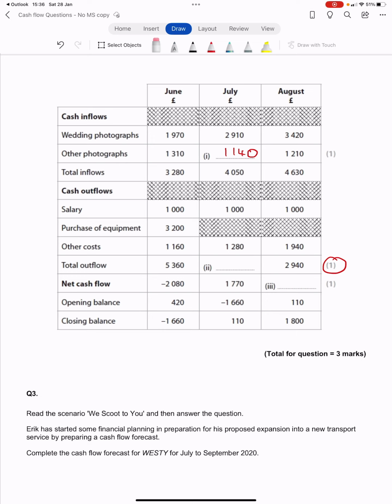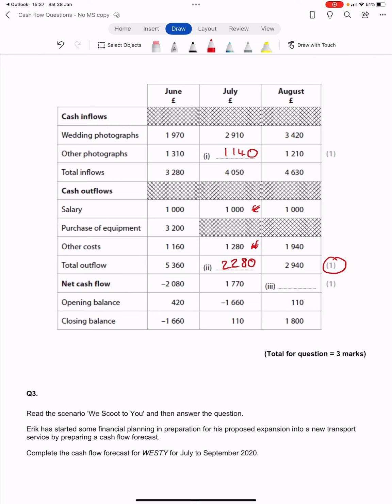So the next thing we've been asked to do is calculate the total outflows in July. So we've got £1,000 of salary, £1,280 of other costs. We haven't purchased any equipment in July, so that one's blanked out. And that means our total outflows are £2,280.